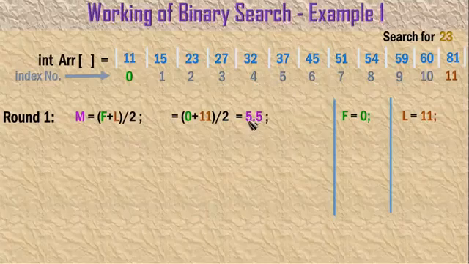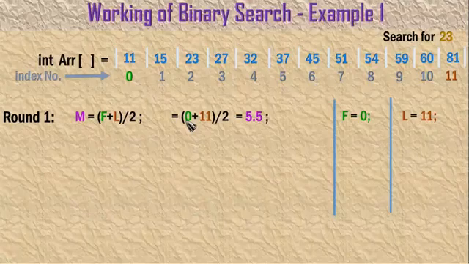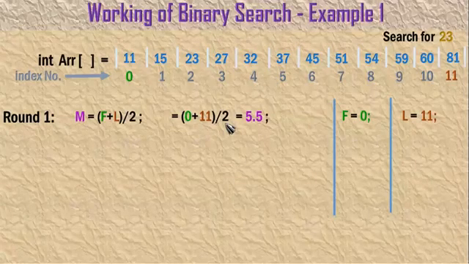Index number cannot be 5.5. So we leave the decimal part and take only the integer part. In the program also, it will do implicit conversion automatically, that is, integer divided by integer gives only the integer value as quotient. Now in the middle element, 37 is there.